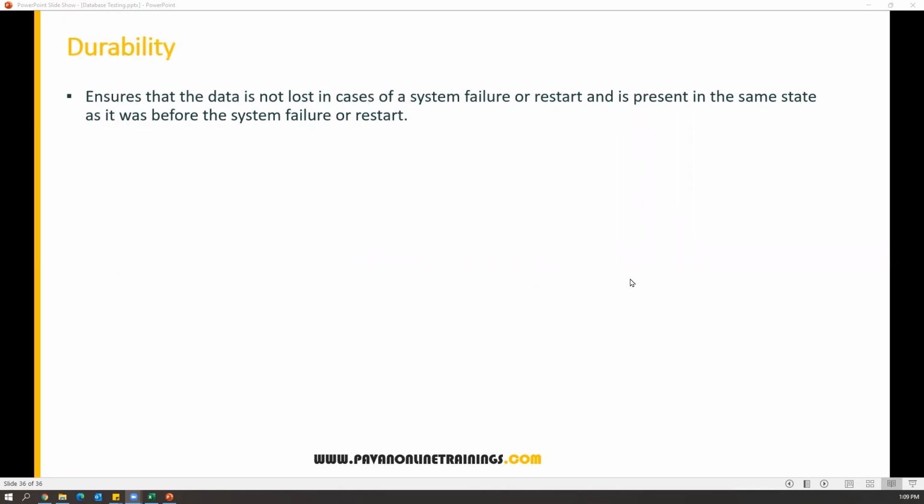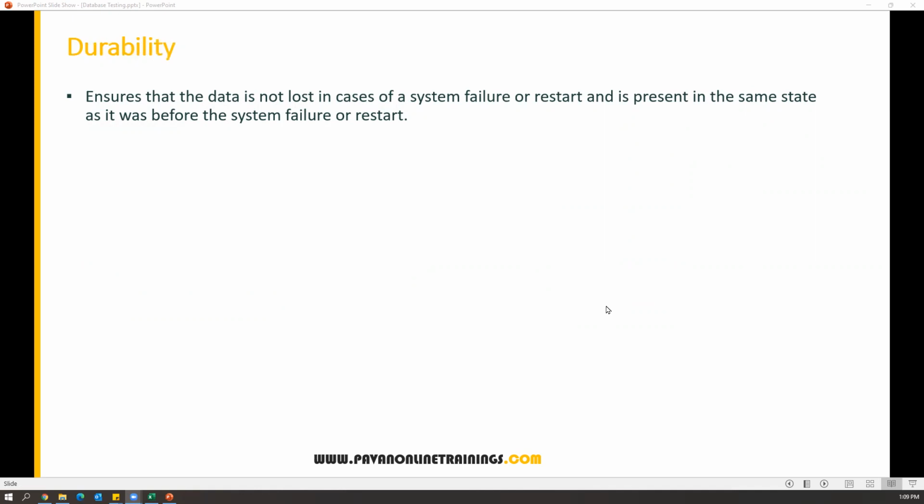While performing the transaction, we need to intentionally shut down the database, or intentionally shut down the particular application service, and then check how the transaction is working and whether the transaction is failing or not. And because of that failure, how the data is impacted in the database. That we need to test. So this is called durability.